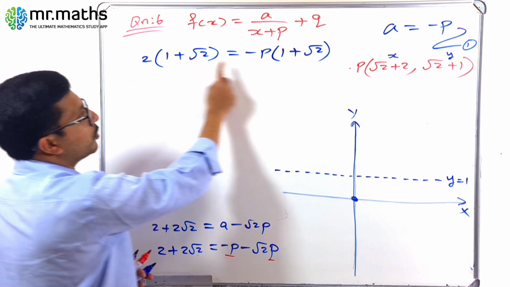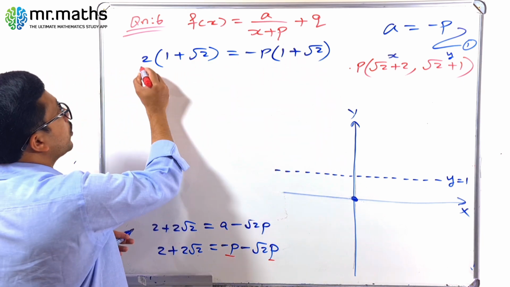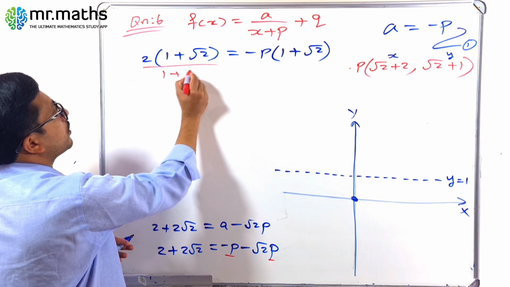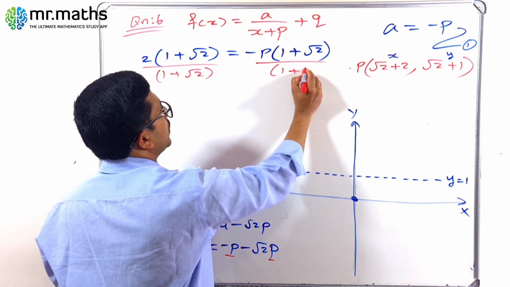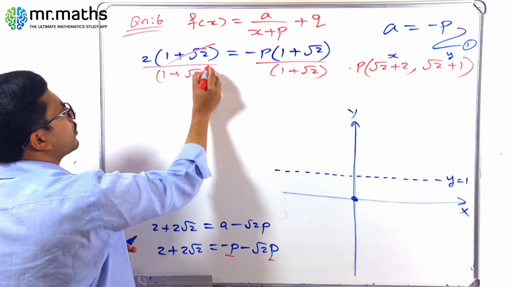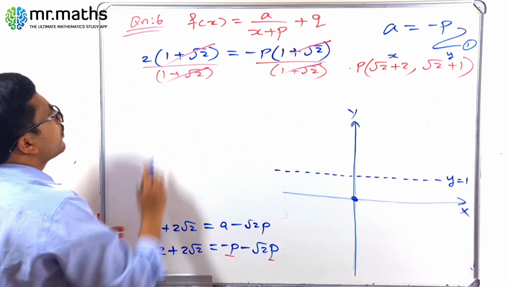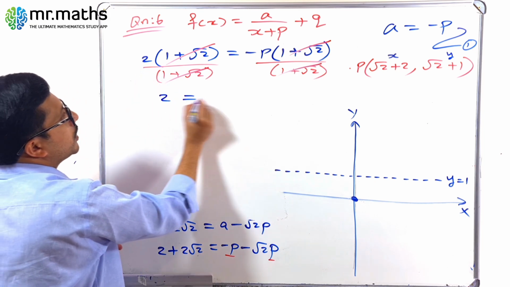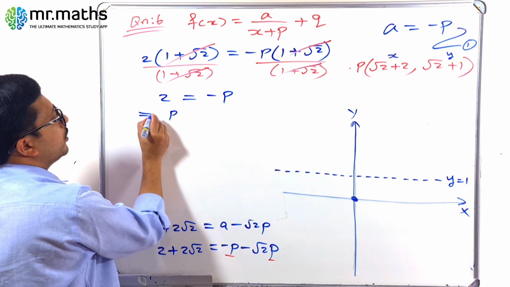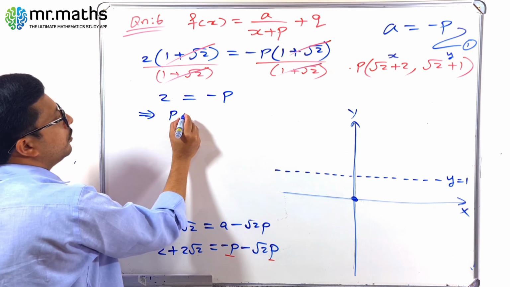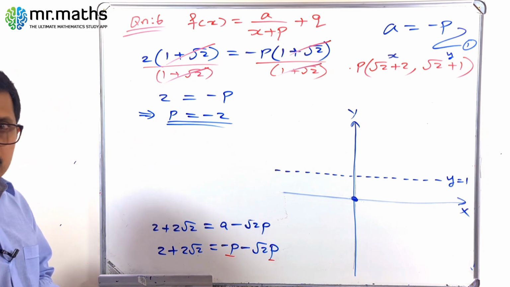Now look at this one. This is 1 plus root 2. This is also 1 plus root 2. So divide both sides with 1 plus root 2. I'm going to divide both sides with 1 plus root 2. So this 1 plus root 2 and 1 plus root 2 cancel. This one also cancels. So what is remaining here? 2 is equal to minus p, it implies that p is equal to minus 2. So the value of p is minus 2.